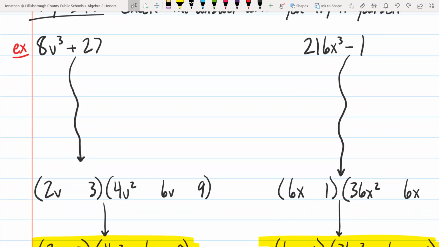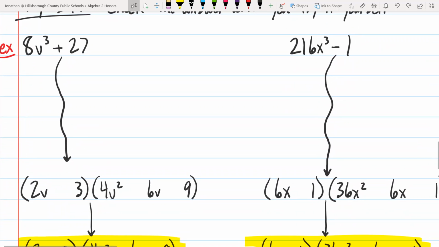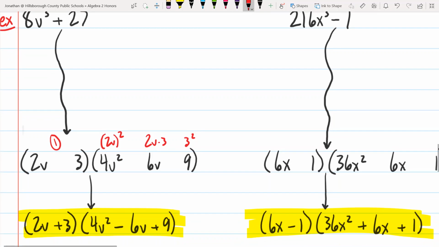Here we go. My first step's always, just fill in the numbers. Step 1, the cube root of both. I'll do one at a time. Cube root of 8v cubed and 27. Square 2v, this is 2v squared. This is 2v times 3 and 3 squared.